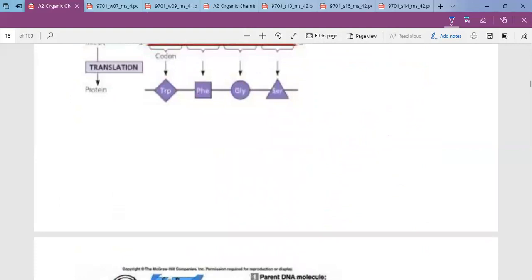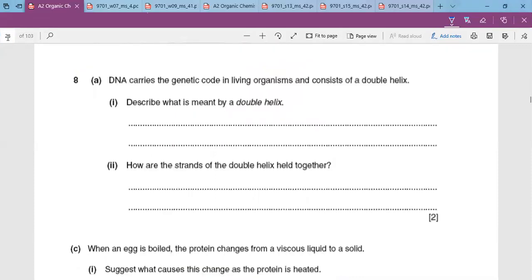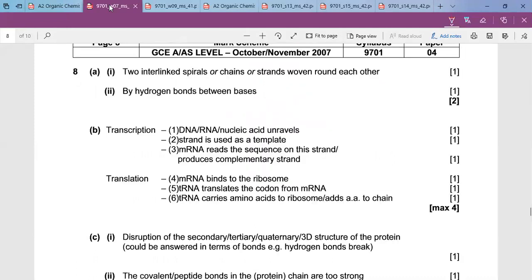Now let's look at page 23. Simple questions come up very simply. Question 1. Describe the meaning of a double helix. What does it mean by double helix? Remember, double helix means what? Double means 2, isn't it?